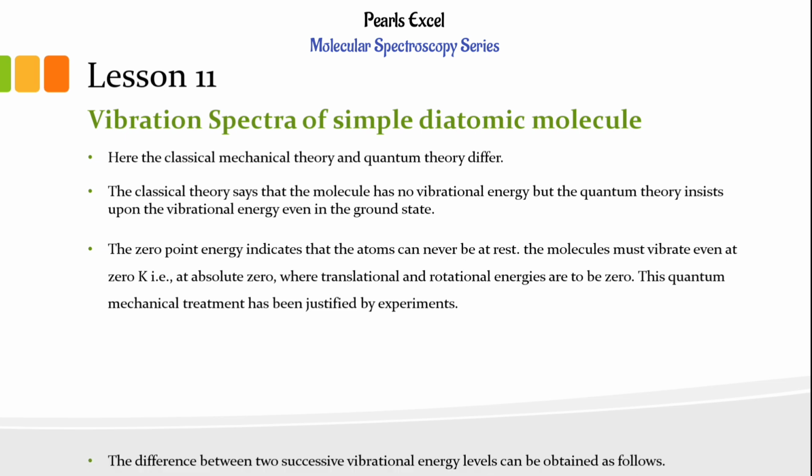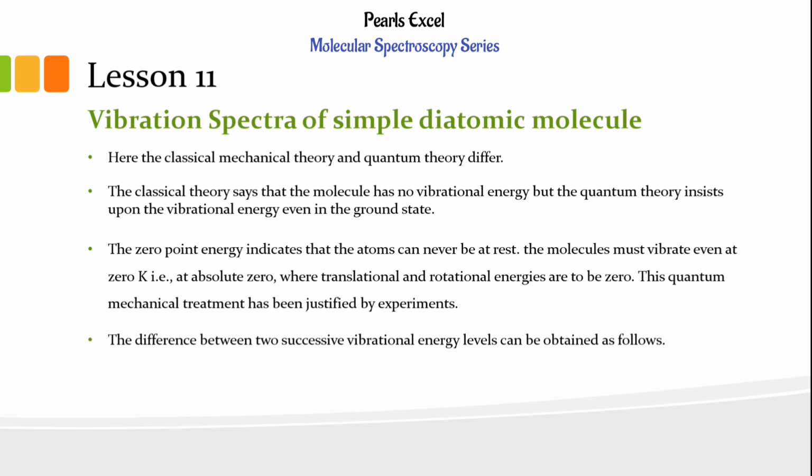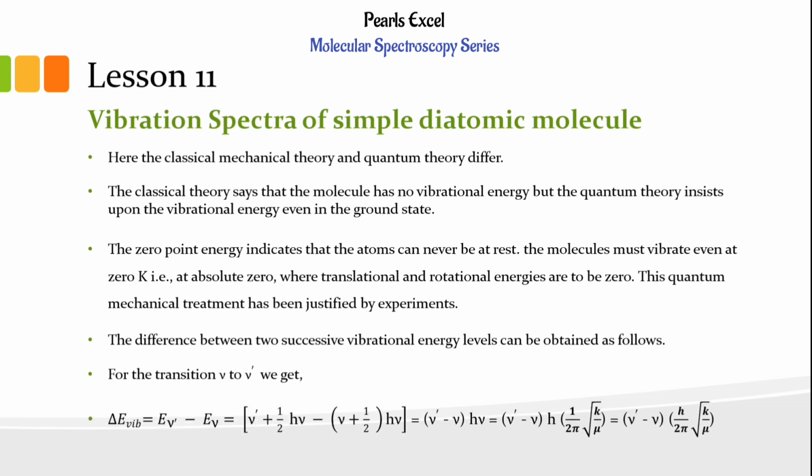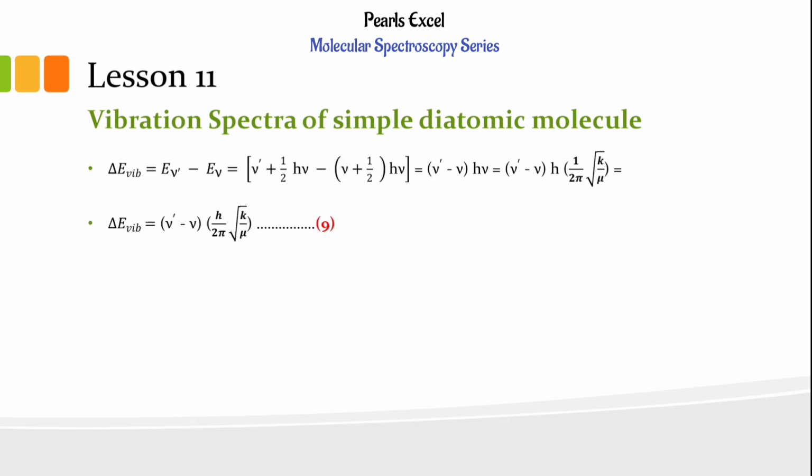The difference between two successive vibrational energy levels can be obtained as follows. For the transition nu to nu dash, we get delta E vibrational is equal to E v dash minus E v is equal to, adding the values from equation 5 and simplifying it, we will get finally (nu dash minus nu) h upon 2 pi square root of k upon mu. Assign this as equation number 9.